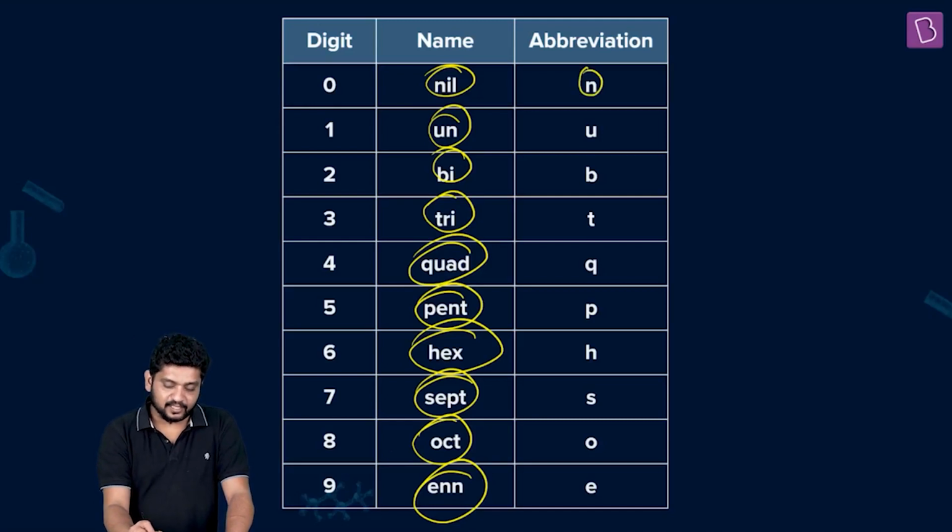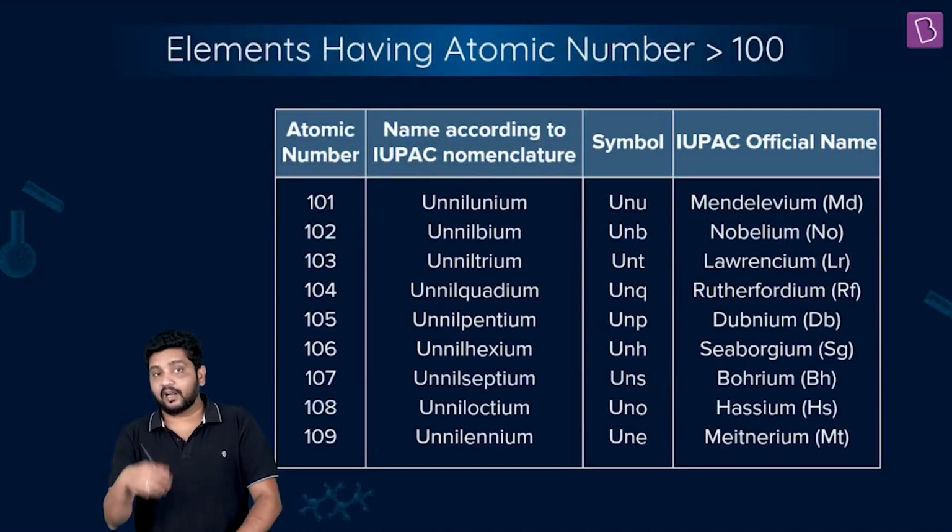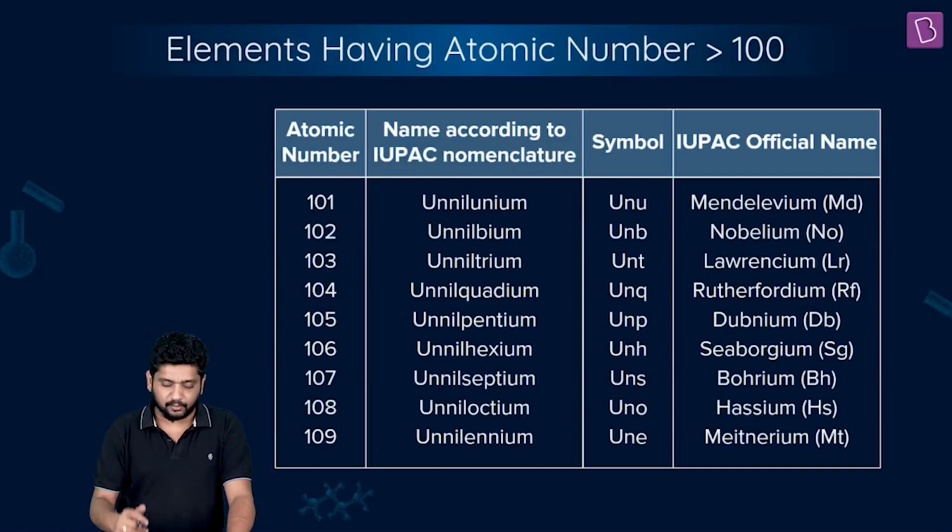Symbols and abbreviations are also there. N, the first alphabet, right? So N, U, B, T from tri, quad Q, pent P, hex H, sept S, oct O, and N is E, right? So none of the alphabets are repeated also. You might have noticed this.